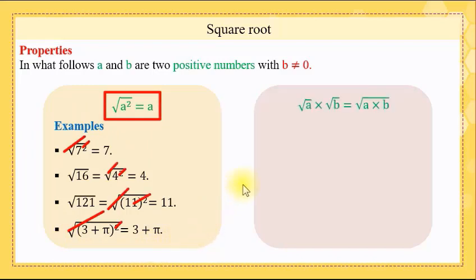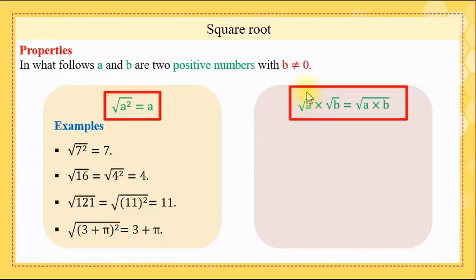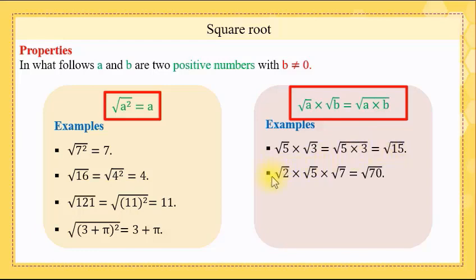Here we have another property. If we multiply two numbers containing radical by each other, we can put these two numbers multiplied inside one big radical. Here are the examples: radical 5 times radical 3, we can write 5 times 3 inside a big radical to get radical 15, and here same, but we have 3 numbers.